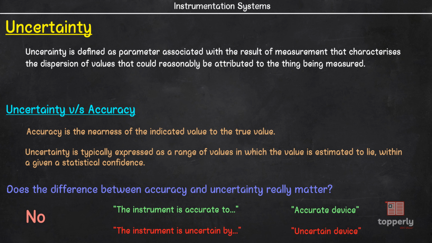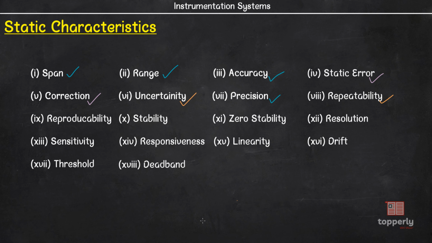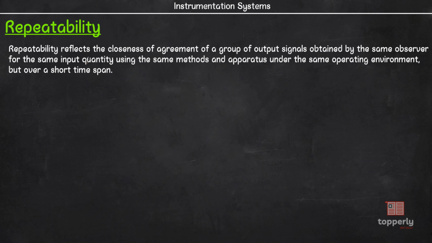Next, we have repeatability. It reflects the closeness of agreement of a group of output signals obtained by the same observer for the same input quantity using the same methods and apparatus under the same operating environment but over a short time span. I don't think this requires any more explanation. To put it simply, repeatability is the characteristic of precision instrument, and the term is generally applied to quote the standards of performance of measuring instruments.